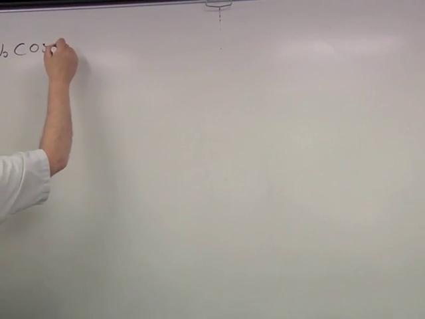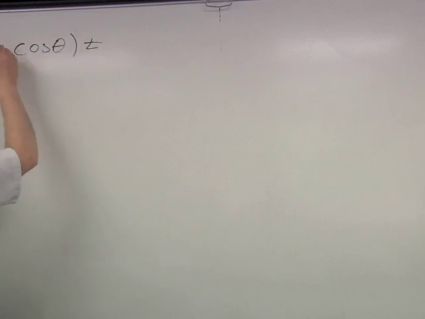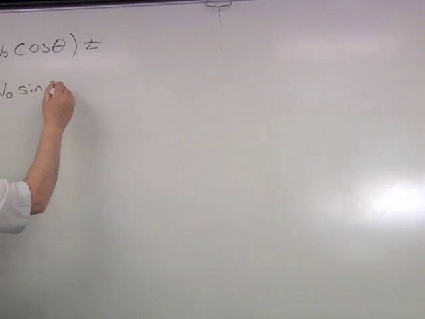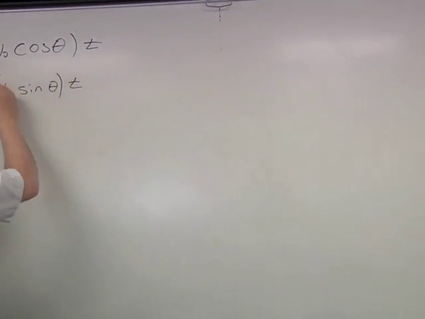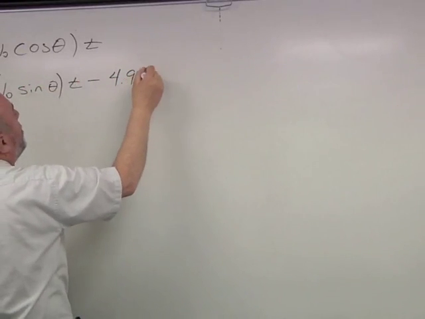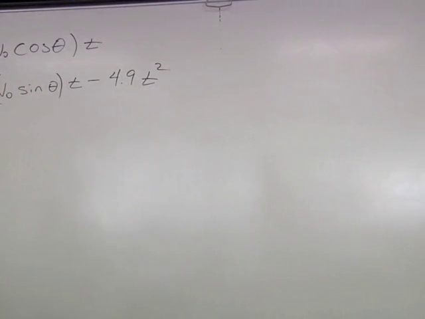cosine theta times t, and then y is going to equal v naught sine theta times t minus 4.9 t squared. And so this is based on the metric system where gravity is 9.8, and we would get that.